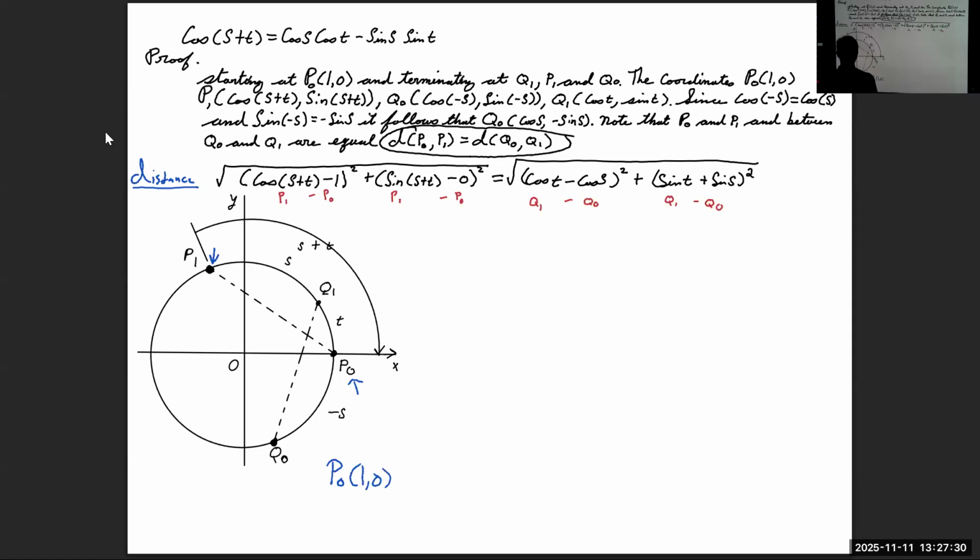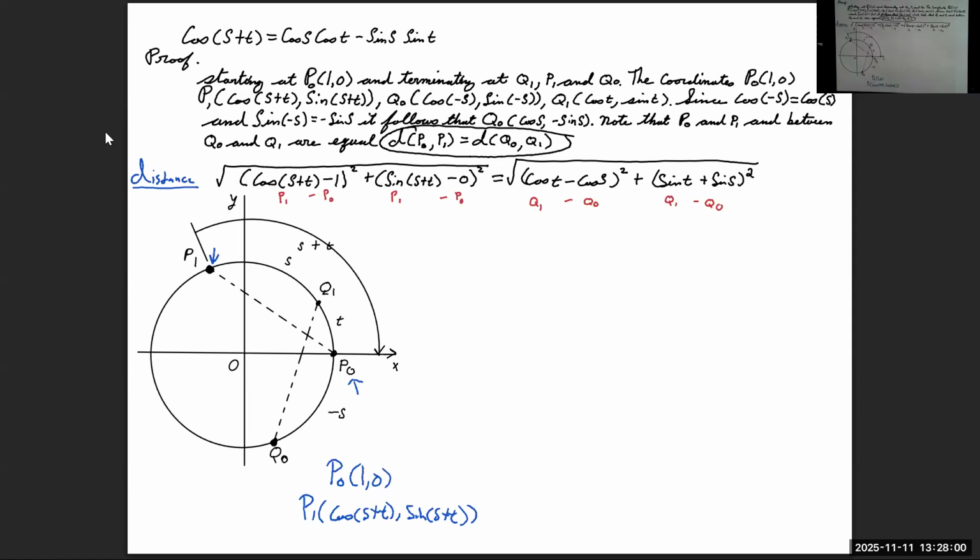Okay. So this is P1, which is cosine s plus t, sine s plus t. That's who we're finding the distance between on that. Okay. So that's our distance formula. Those values are plugged in. Now we have the distance formula on the left-hand side of P1 and P naught. Okay, so we've set up our left-hand side.